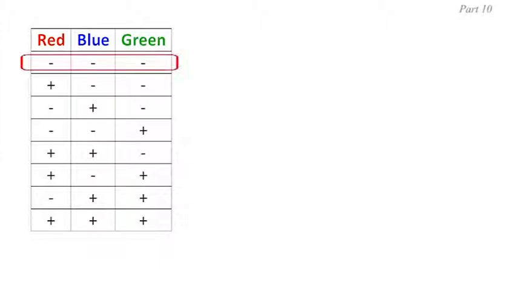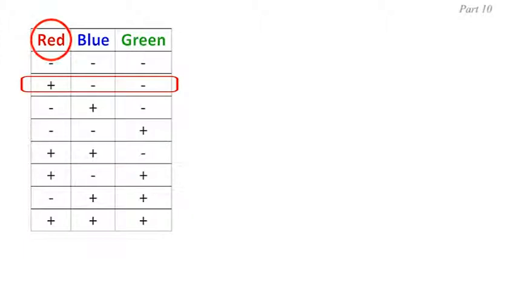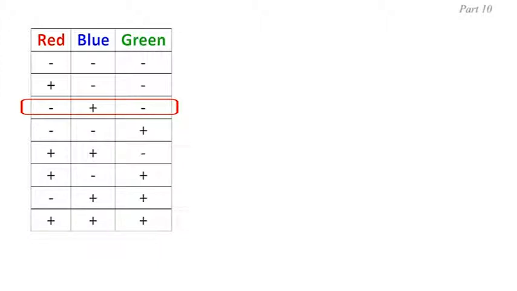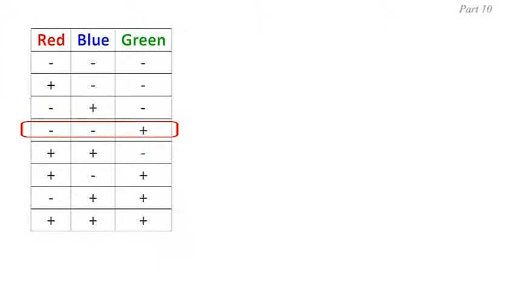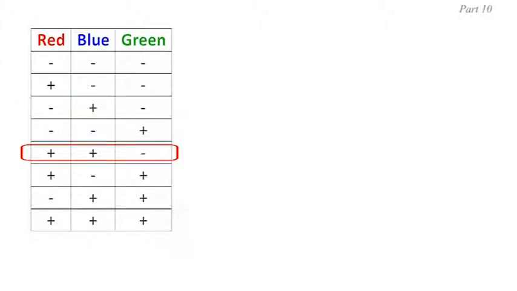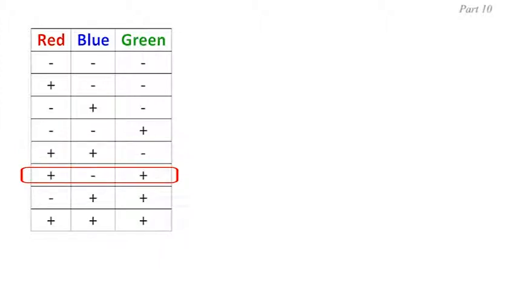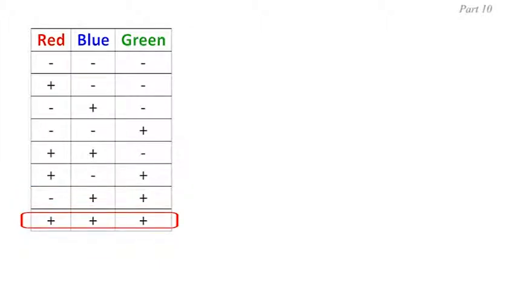For example, this row represents a sock with no coloured hoops. The minus sign means no colour, no red, no blue, no green. This row represents a sock with a single red hoop. The plus sign means it has that colour. This row is for a single blue, and this for a single green. This row represents a sock with both red and blue. This is for red and green, and this is for blue and green. And finally, the bottom row represents a sock with all 3 coloured hoops on it: red, blue and green.